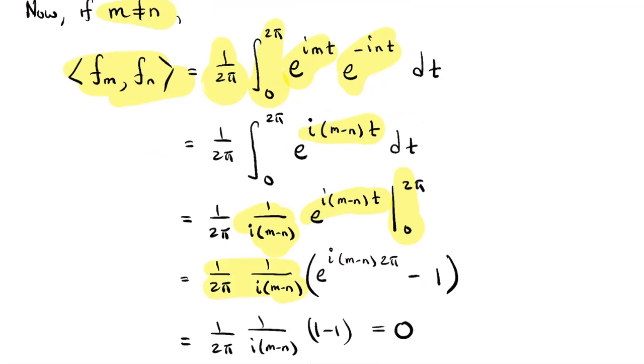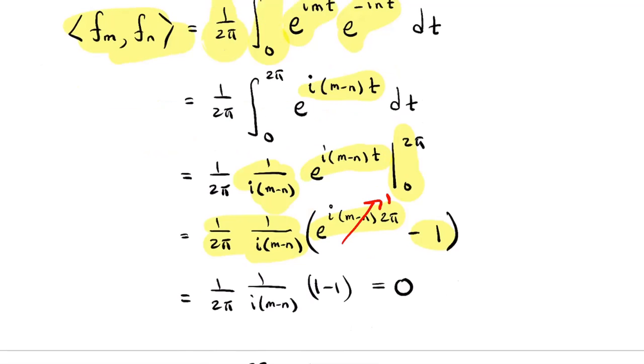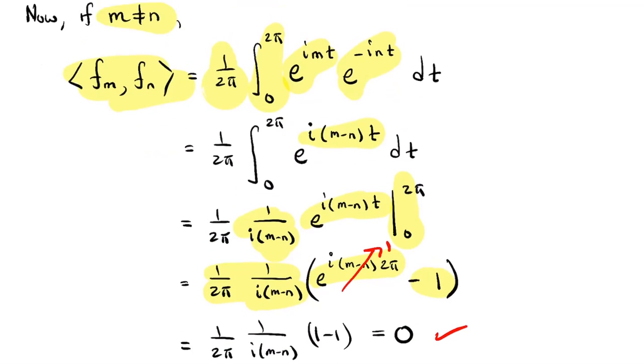Okay, so I've got my constants out front, plugging in 2 pi, plugging in 0, and e to the 0 is 1. But by Euler's formula, e to the i times an integer times 2 pi is also equal to 1, because the cosine of an integer multiple of 2 pi is 1 and the sine of it is 0. So I end up getting that constant times 1 minus 1, I get 0. All right, so that shows that if m and n are not the same, the inner product of these things is 0. They're orthogonal.